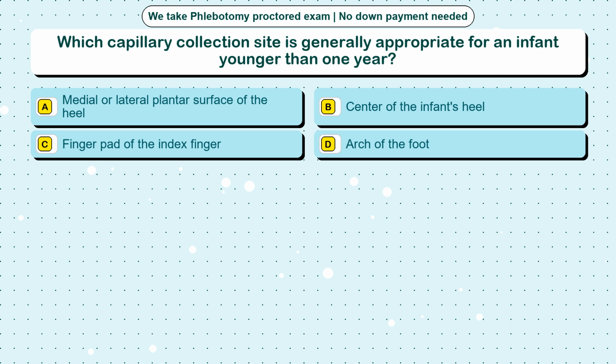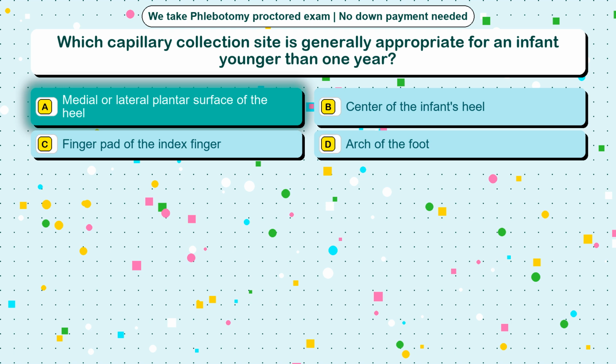Question 95. Which capillary collection site is generally appropriate for an infant younger than 1 year? Option A. Medial or lateral plantar surface of the heel. Option B. Center of the infant's heel. Option C. Finger pad of the index finger. Option D. Arch of the foot. The correct answer is option A.